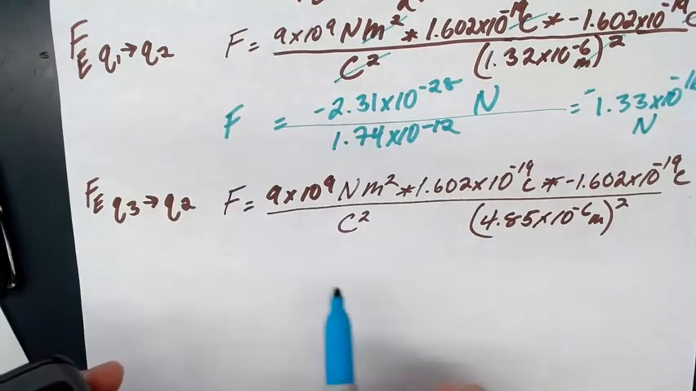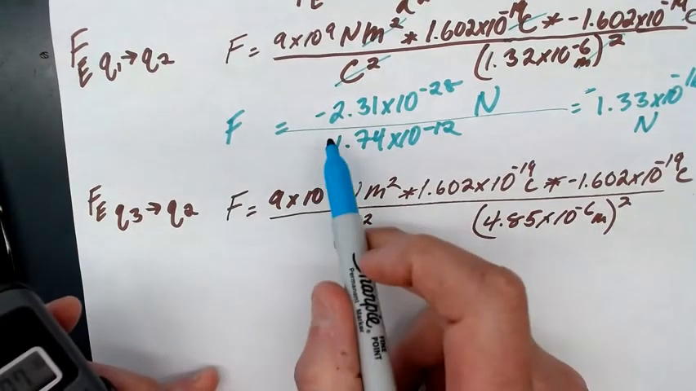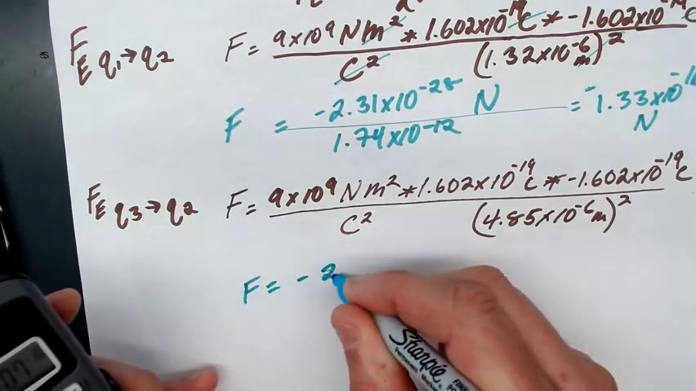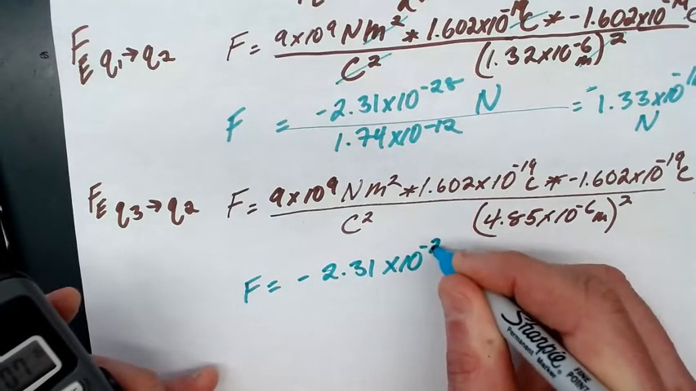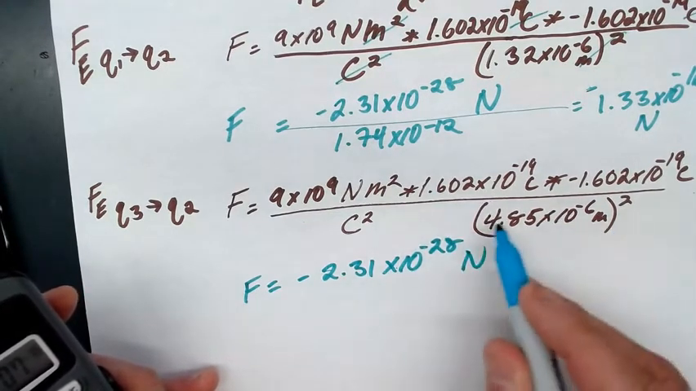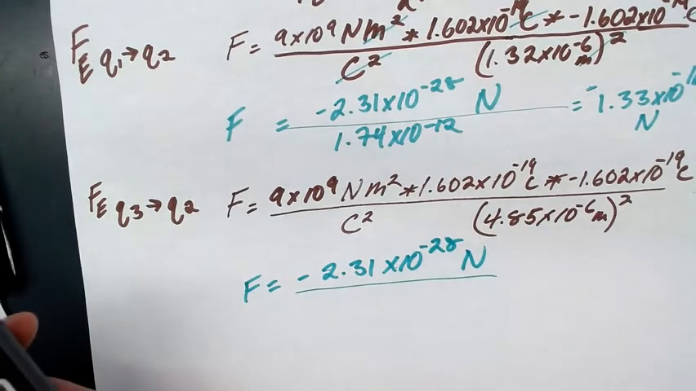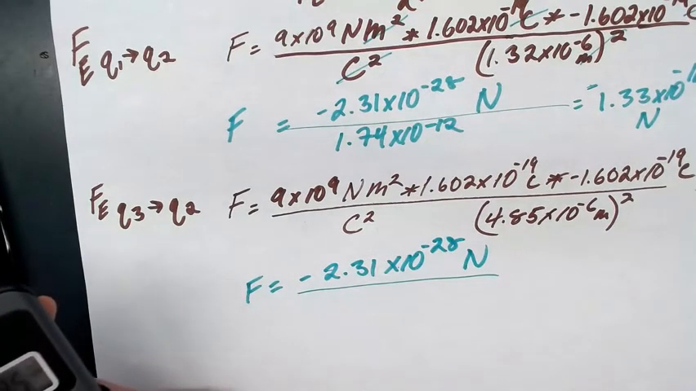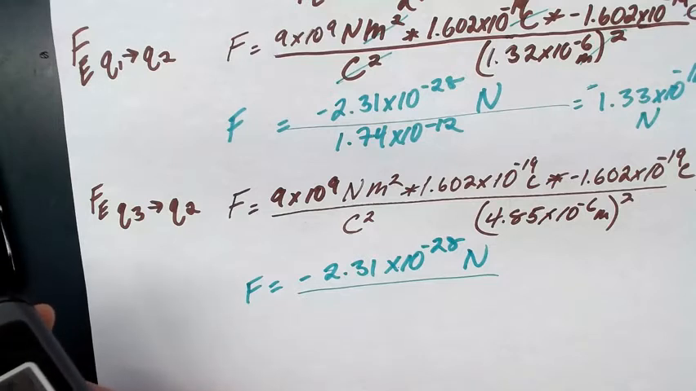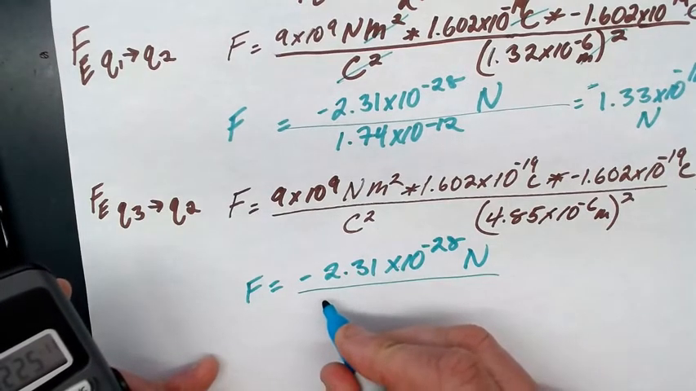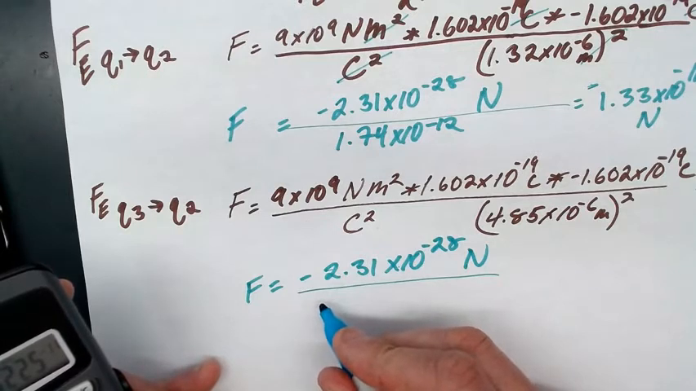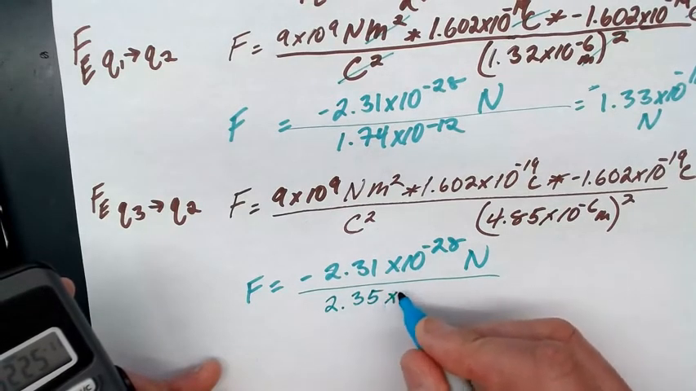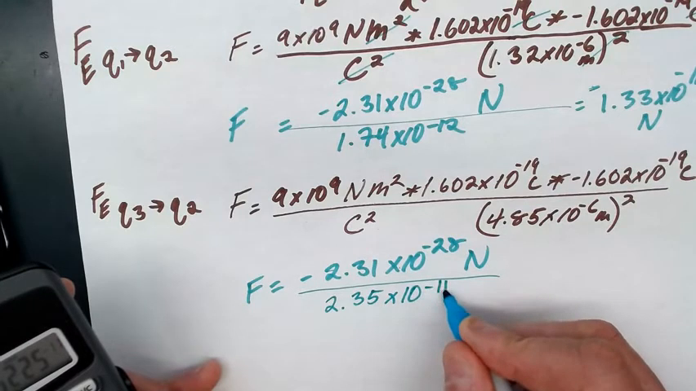All right, so let's do the other one. Well, I know the top number should also be negative 2.31 times 10 to the negative 28. That's going to be in newtons. This time I'm going to have a different denominator because it's going to be 4.85 e to the negative 6, and I'm going to square that. And this number is going to be 2.35 times 10 to the negative 11.